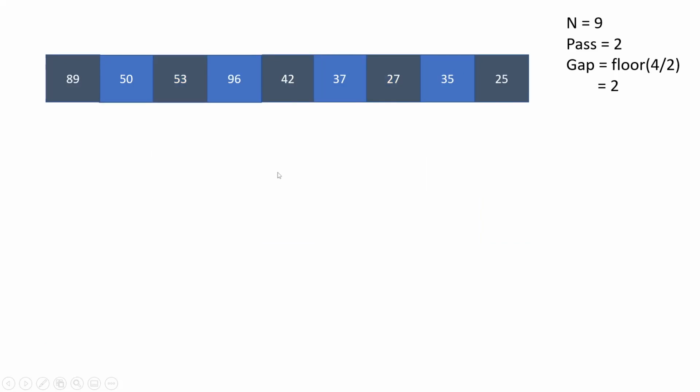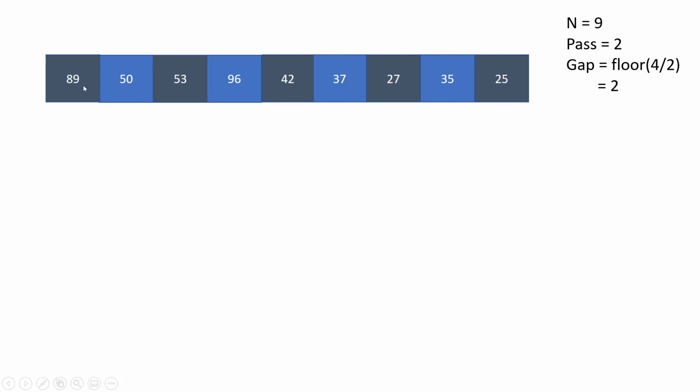After sorting when pass equals 1 and the gap equals 4, we will now find a new gap, and the pass will increase by 1. When pass equals 2, the new gap will be the floor of the previous gap divided by 2. So the new gap will be 4 divided by 2, which is equal to 2. So we'll compare elements that are 2 elements away from each other.